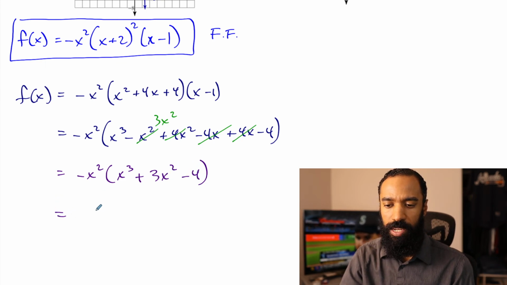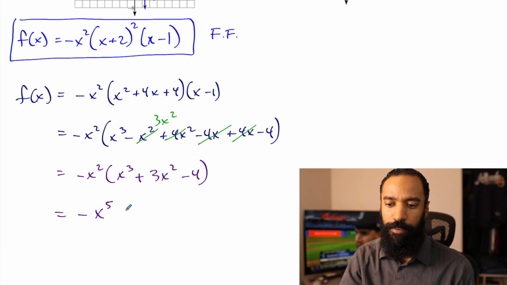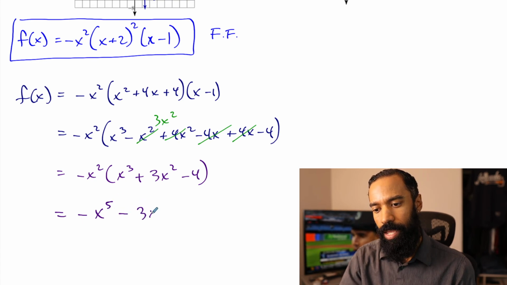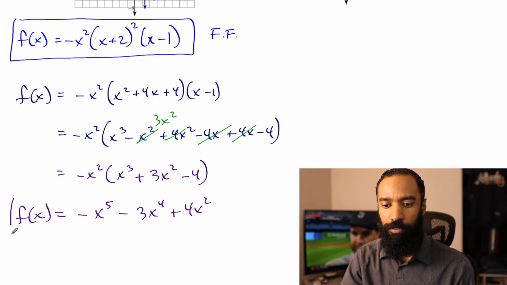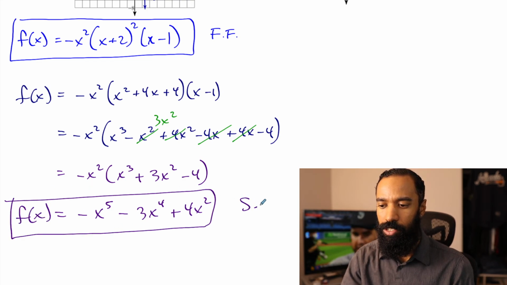And now we get to distribute the negative x squared. That's negative x to the 5th minus 3x to the 4th plus 4x squared. So that is the standard form version of this guy, standard form.